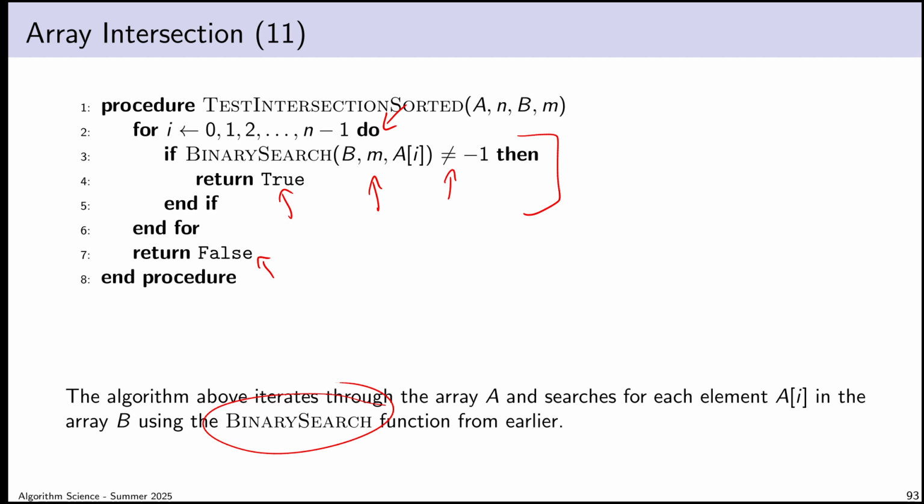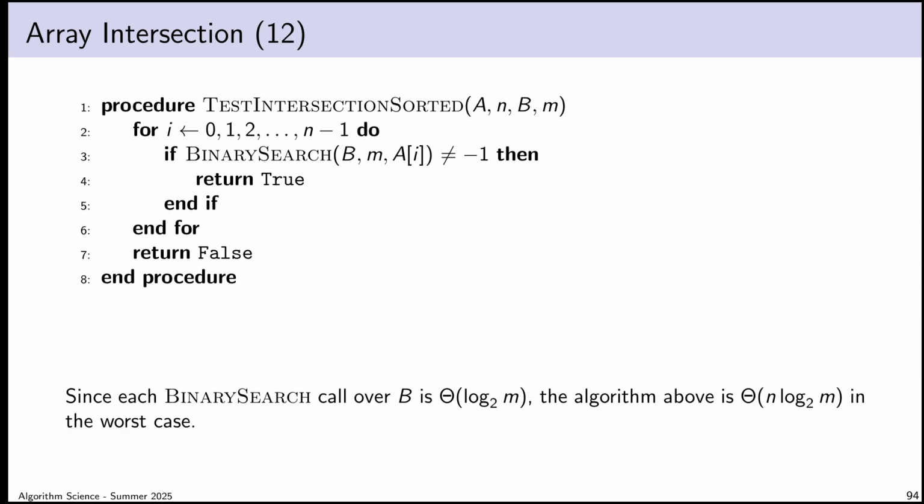Okay, but this doesn't actually solve the original problem. The problem was to solve the test intersection problem, which doesn't involve sorted arrays. So what do I do? I have a solution to a related problem, and I realize, wait a minute, I can always sort one of my arrays.